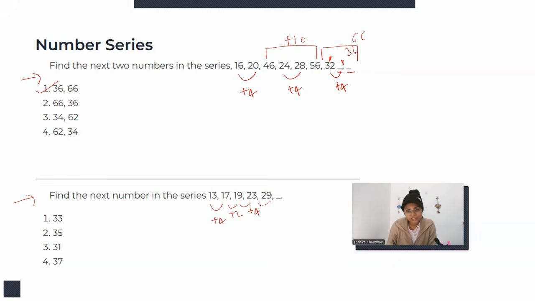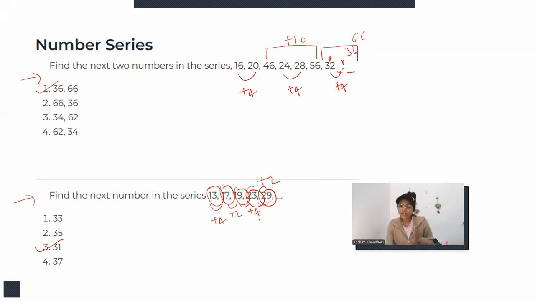Then again, 23. And here, if we follow this pattern like plus 4, plus 2, plus 4, but here it is not plus 2, right? It is actually plus 6. So our logic is failed here. Let's try another logic. If we see it in another way, 13 is a prime number, 17 is the next prime number, 19 is the next prime number, 23 is the next prime number, 29 is the next prime number, then the next prime number is 31. So initially I was thinking that the logic is addition, but the logic was actually prime numbers, right?